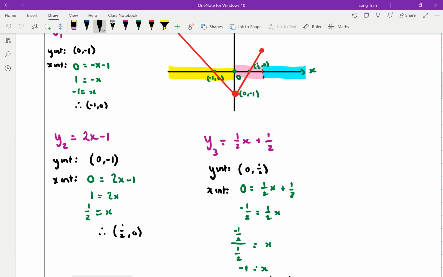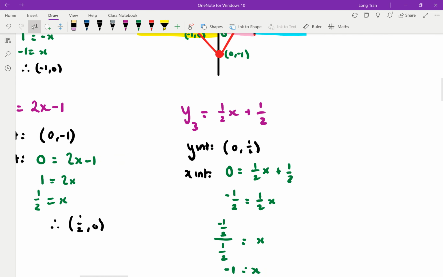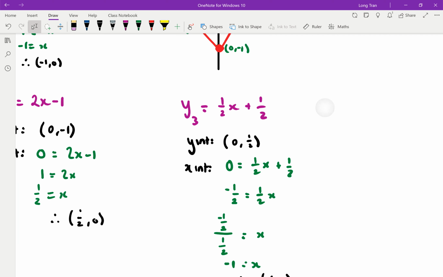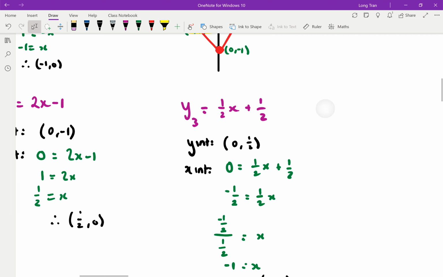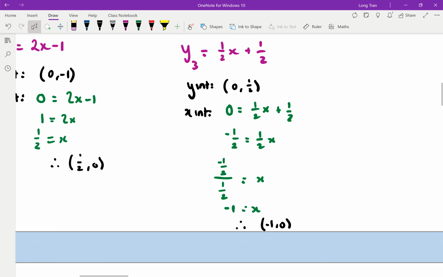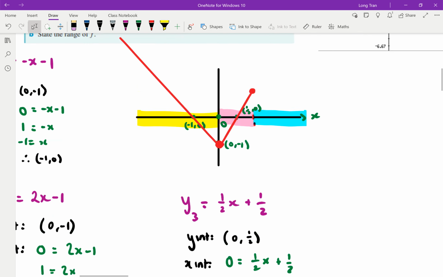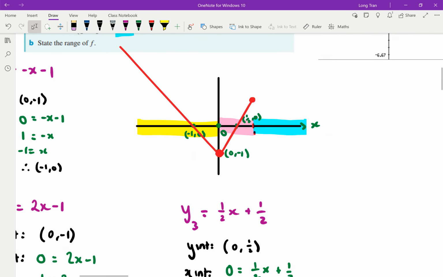Okay, so... wait, that doesn't make sense. What did I do? Negative 1, 0. Oh, because the y-intercept is at half, isn't it? Oh, yeah, it does make sense.